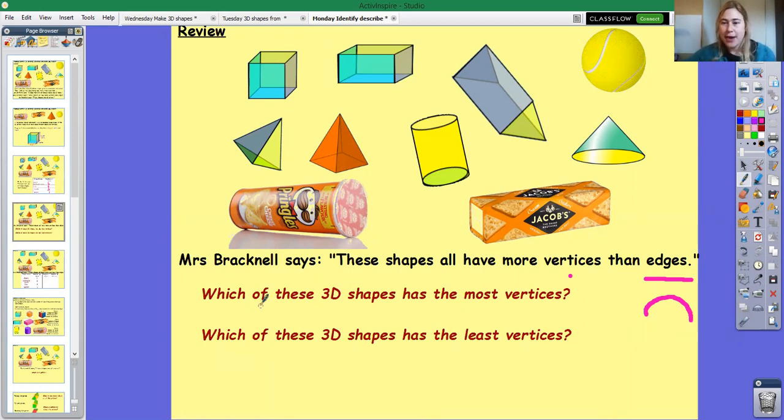So just pause the video now. I want you to think about these questions. Which of these 3D shapes has the most vertices? Corners. Which of the 3D shapes has the least vertices? Corners. Pause the video now.